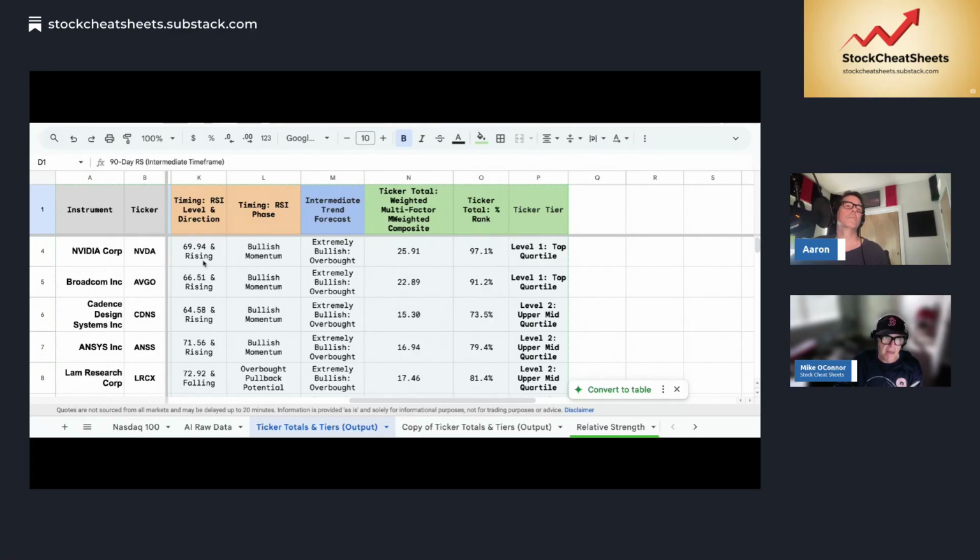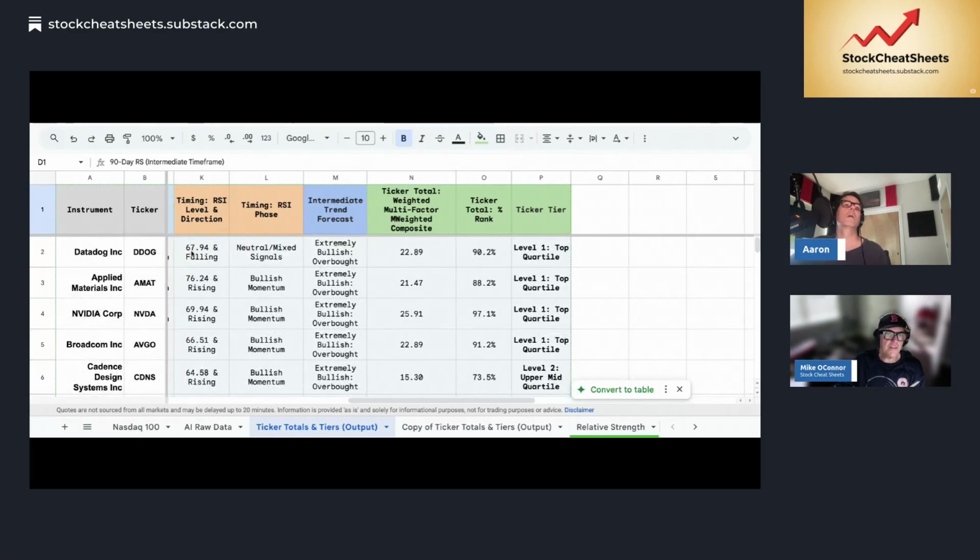And actually, this column defines what this means. So at 67.94 and falling, it means that we are neutral, mixed, meaning the oscillator has rolled over. So it's still in bullish territory, right? We haven't crashed below 30, but this is where I would sell covered calls.